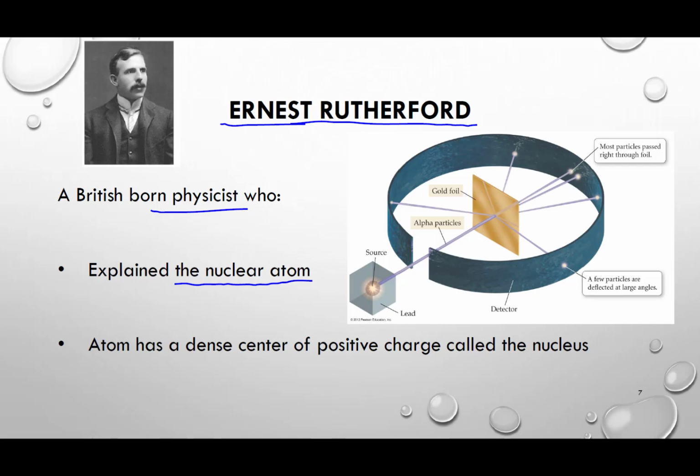By doing this experiment, he did a gold foil experiment. He had a source, and that source produced alpha particles. That's the lead, and that's the source. The source produces alpha particles, and he aimed it toward a thin sheet of gold foil. All around it, as you can see in this picture, are detectors.